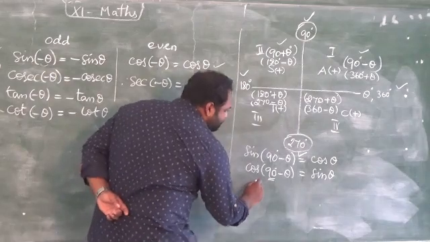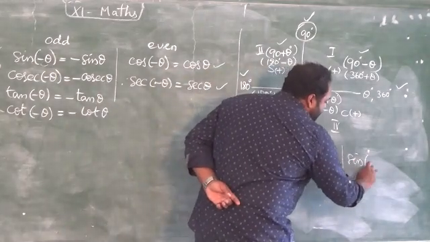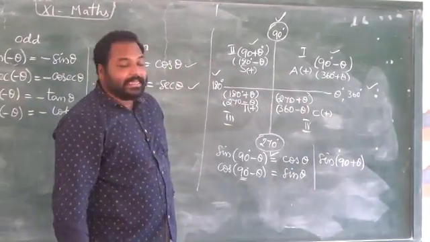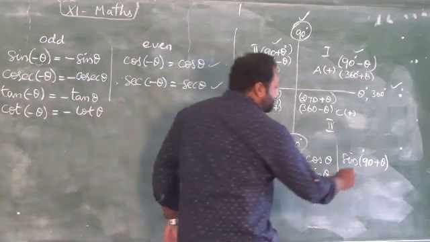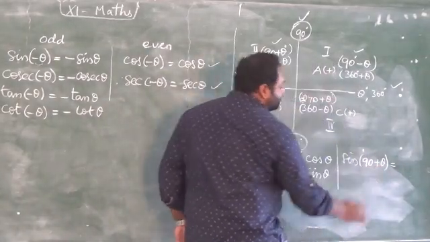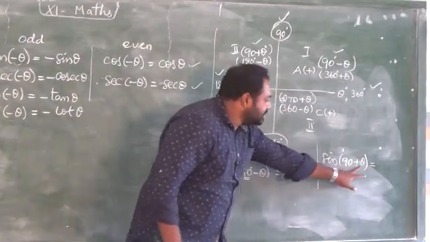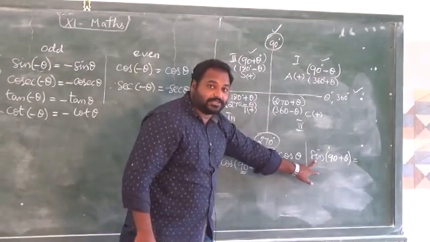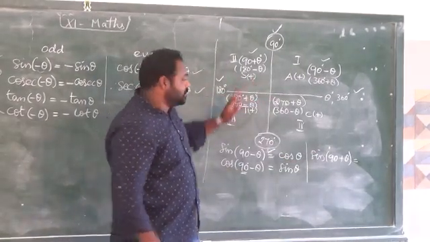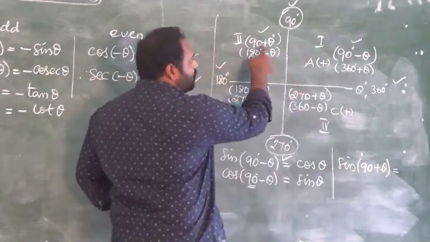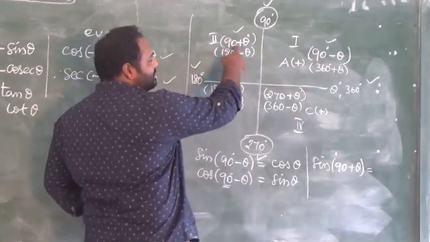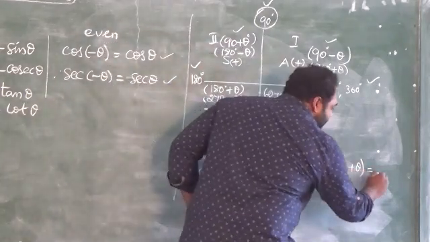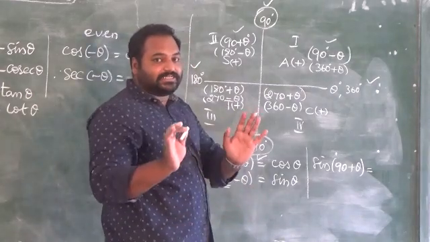Next, sine 90 plus theta. Here first, which quadrant does it belong to? 90 plus theta is in the second quadrant. The sine function is positive in the second quadrant, so we need a positive. There is no change in the sign of the answer.